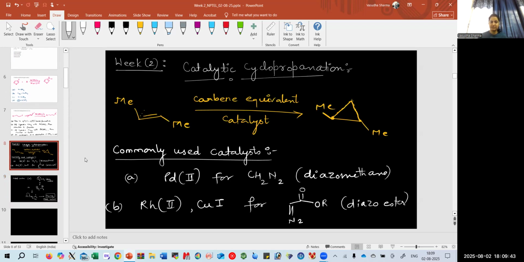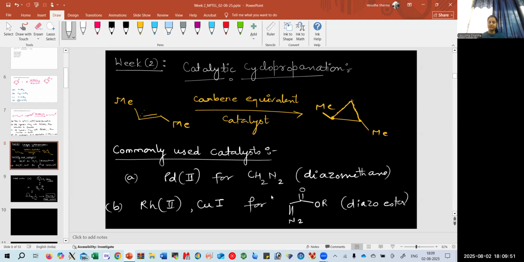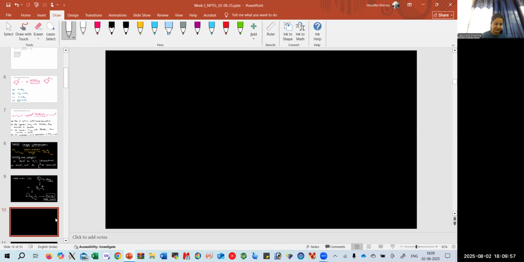So I hope this is clear that we are taking an olefin and making a cyclopropane out of it using a carbene equivalent. And a different catalyst is used when we are using diazomethane or diazoester: rhodium or copper iodide. Now, there can be a question: is the carbene that we are adding the intermediate, or is the intermediate which forms, M double bond CH2, the one that is carrying out the reaction?